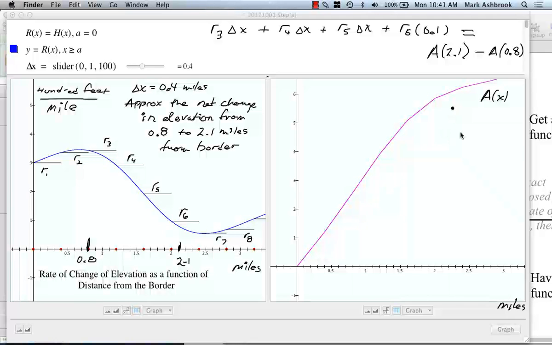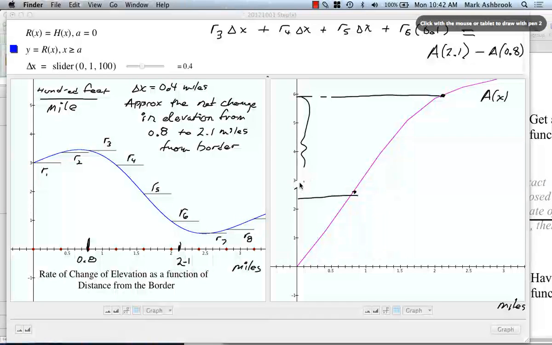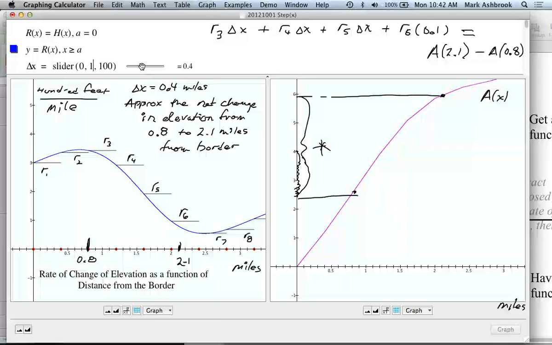Okay, so we've talked about that. So our accumulation function, A, what is A of 2.1? It's the total accumulation of elevation from the border up to 2.1. But if we just wanted the change starting at 0.8, we're going to subtract off the total accumulation of elevation in the first 0.8. So then the difference of these elevations, A of 2.1 minus A of 0.8, is this change in accumulation. Okay, so now I'm going to make delta x really small.